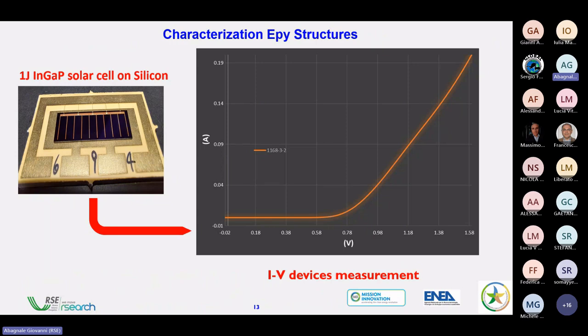So using this approach, we finally also produced a diode, and we performed some electrical characterization. This is the device. For example, we report the IV device measurement.